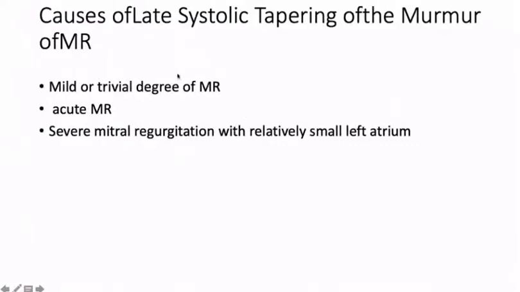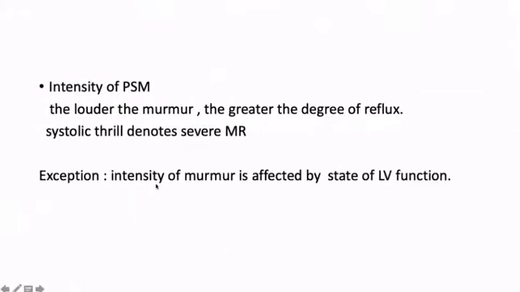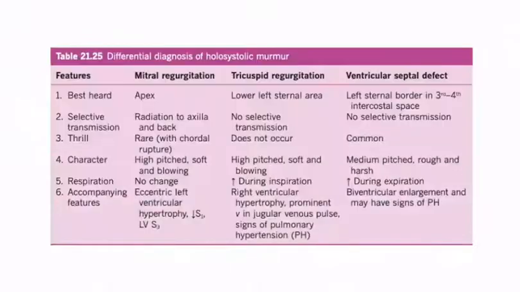Causes of late systolic tapering of the murmur in mitral regurgitation: either in patients with mild mitral regurgitation or in patients with acute mitral regurgitation, there is a late systolic tapering of the murmur. Coming to the intensity of the pansystolic murmur, if the intensity is increased, that is, if there is grade 4 or more than 4, which is associated with thrill, it denotes there is a significant mitral regurgitation. Sometimes though there is a severe MR, the intensity may not increase if there is associated LV dysfunction.